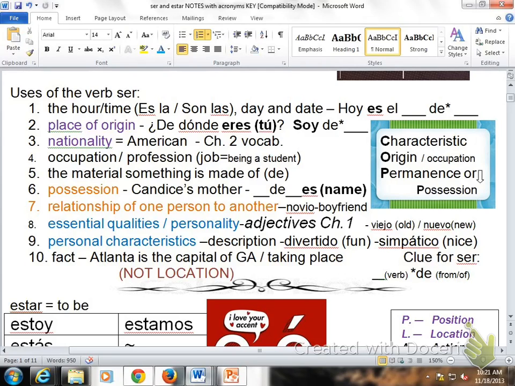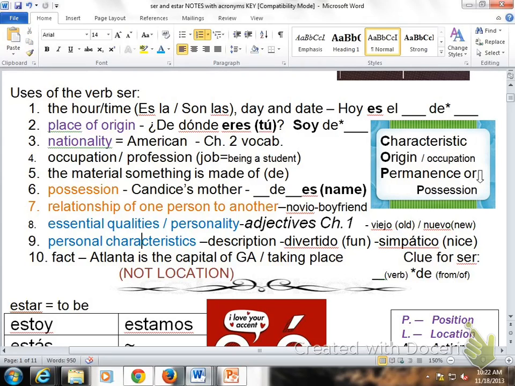Eight and nine, also very similar. Essential qualities, basically talking about a personality trait of somebody versus a characteristic talking about the way that they look. So usually adjectives, you're talking about a description of somebody. In any description, you may want to go back and look at some of your chapter 1 adjectives. Those description words like viejo for old, and nuevo for new, and divertido for fun, and simpático. Not sure if you have that one in your vocab, but I put it in your notes here because you'll probably see this one a lot. Somebody being nice, you're talking about a personality or personality trait or a personal characteristic.